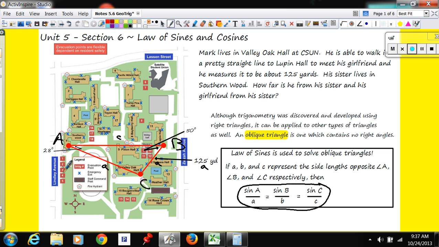Sine of A over little a would equal the sine of B over little b would equal the sine of C over little c. These three ratios are all equal, so you can pick any two that you want and solve it. If we have A's and B's, then I would use this ratio right here. If I had B's and C's, I'd use this ratio right here. If I had A's and C's, then I could put the A's equal to the C's. It just depends on what we have. So kind of an information slide. We're going to move to the next one, and we'll actually figure out the distances for C and for A to find out how far he is from his sister and his girlfriend is from his sister. So let's check that out.